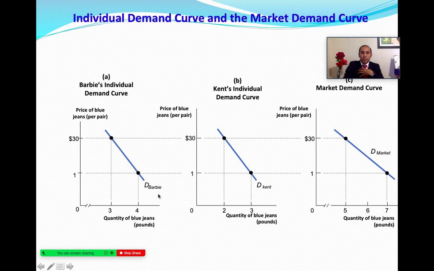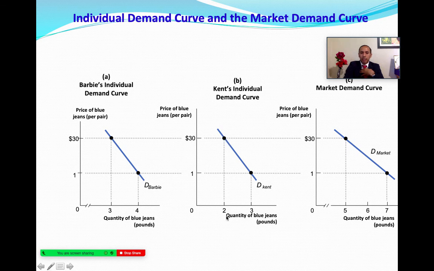Barbie demands jeans, and she has a price. At a price of $30, she buys a quantity of 3 jeans. So notice how that's very different. At a price of $30, quantity demanded is 3 jeans. If we lower the price to $1, we're moving along the demand curve, and Barbie buys 4 jeans. If we add Ken's individual demand curve, at $30, Ken buys 2 units, and at $1, Ken buys 3 units. Every person buys different units at different prices.